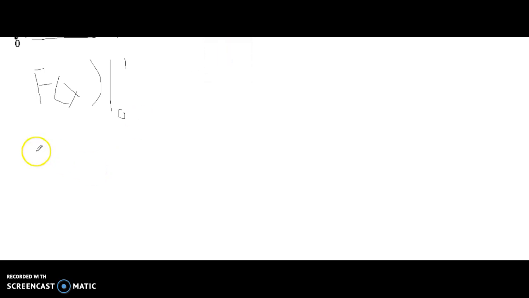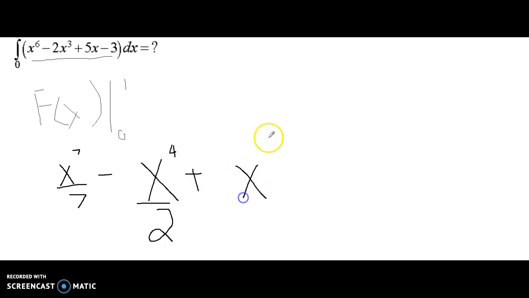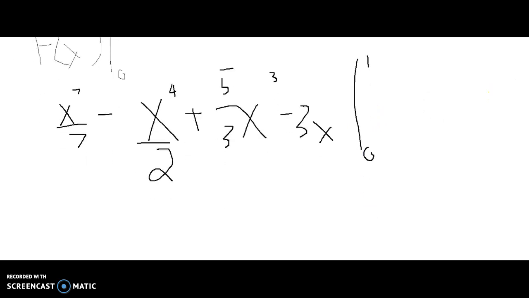So what I'm going to do next is I'm going to look at x to the 6th, which is going to turn into x to the 7th over 7, minus x to the 4th power, and since the 2 here, it's going to be x to the 4th over 2, plus x cubed, and this will be 5 over 3 x to the cubed power, minus 3x, from 0 to 1.